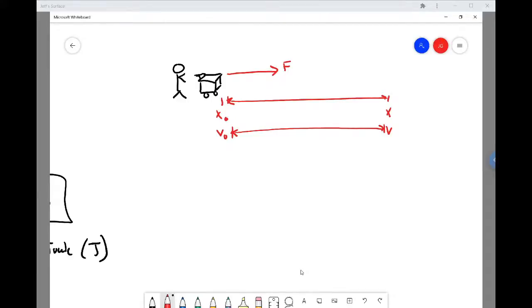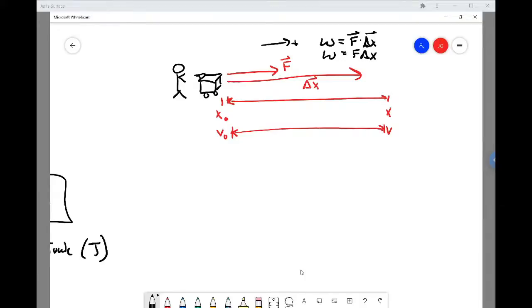All right, so it's all one-dimensional here. So when it comes to work as the dot product between these two things, we can ignore the dot product because the angle between the displacement vector and the force vector, they line up. So the angle between them is 0, cosine of 0 is 1. So the work done by this force is just F delta x.